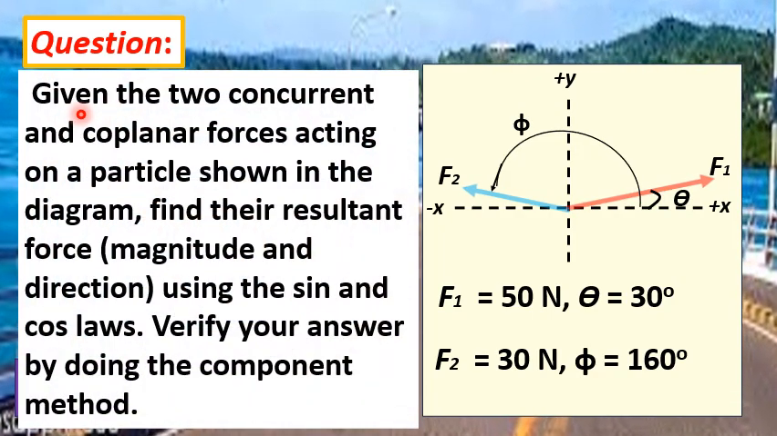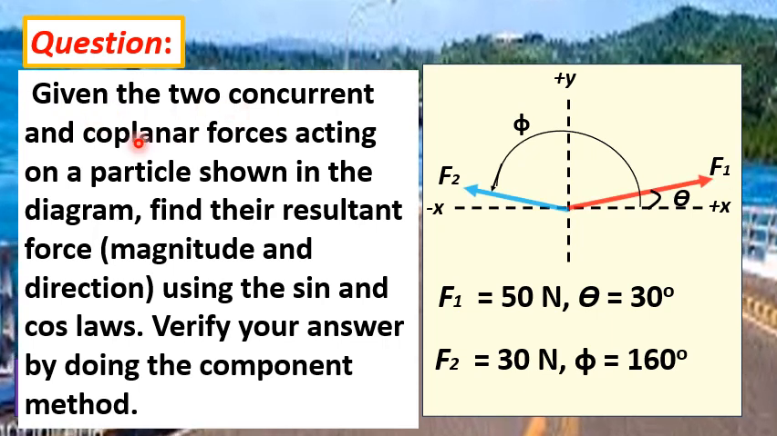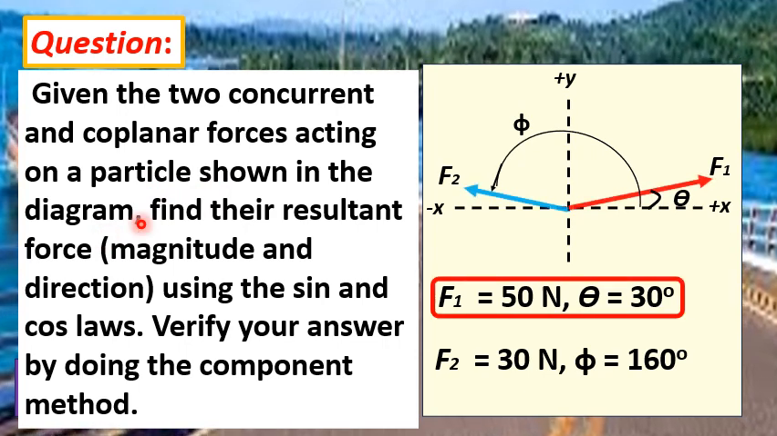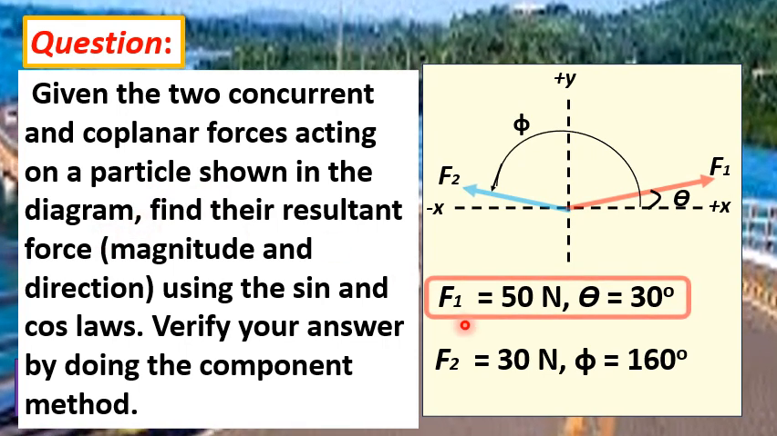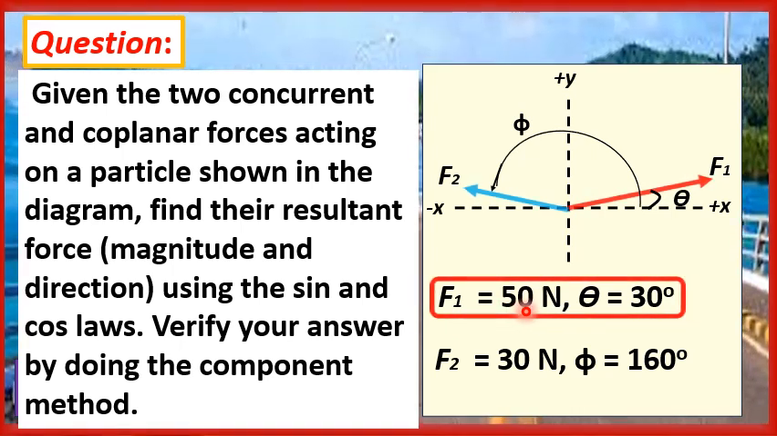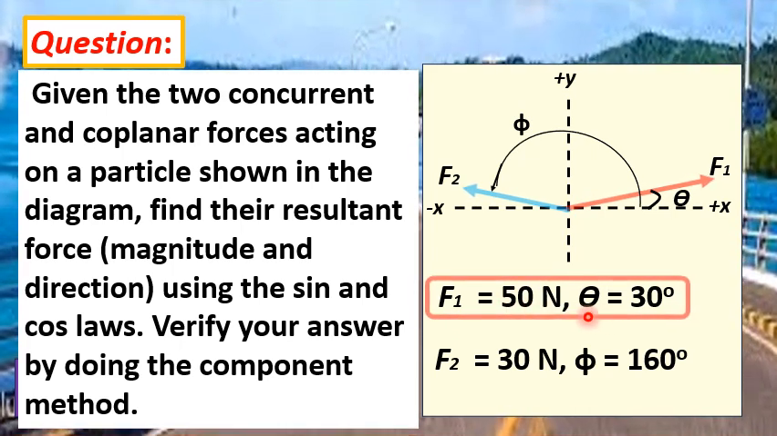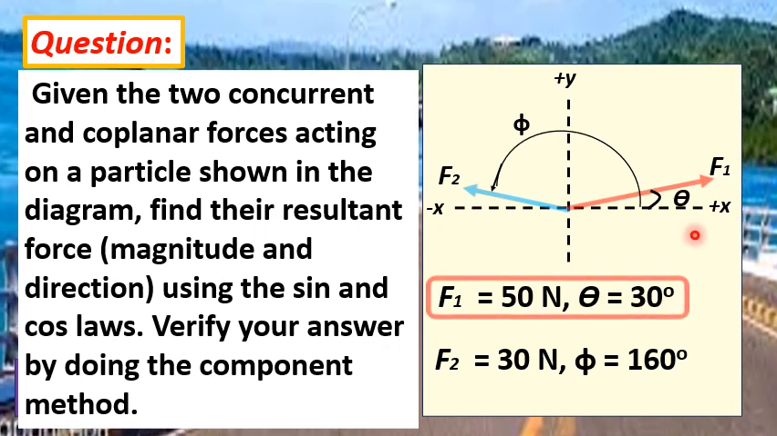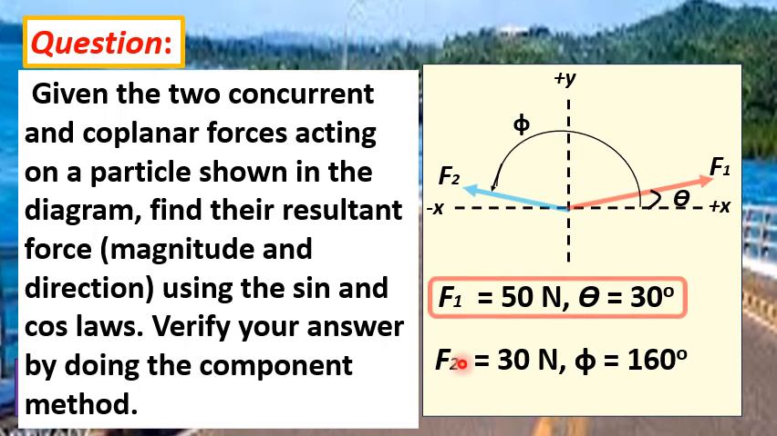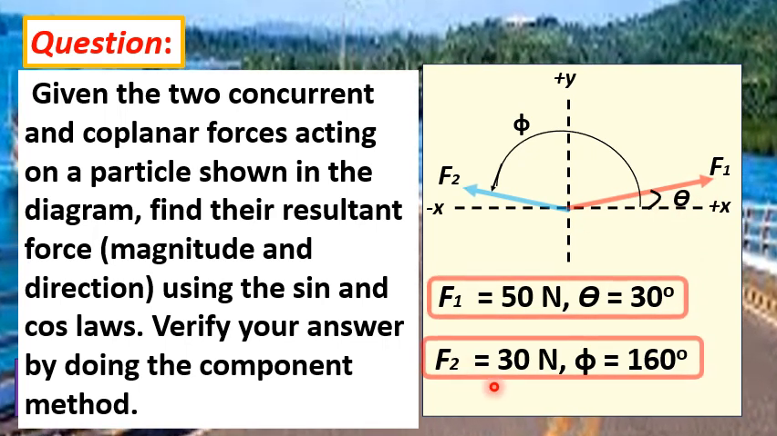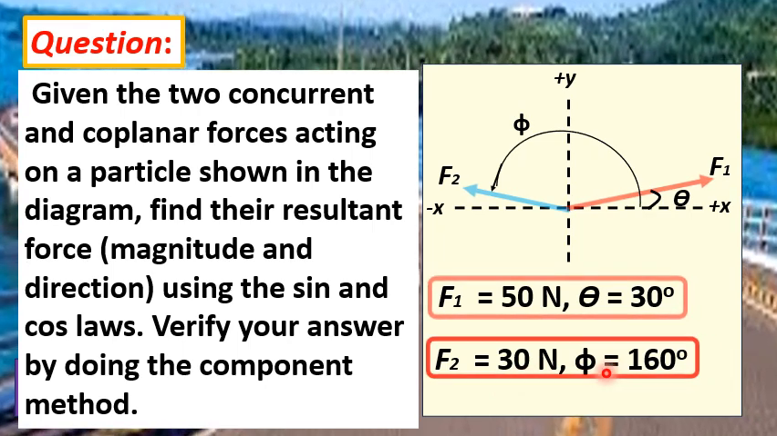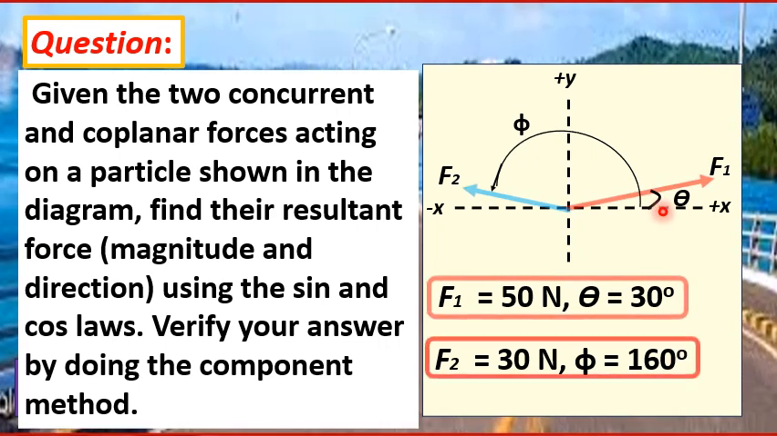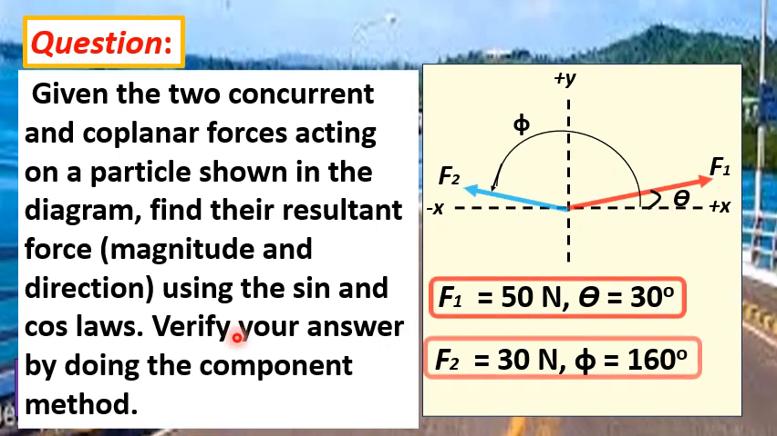The question is, given the two concurrent and coplanar forces acting on a particle shown in the diagram, we have force F1 with a magnitude of 50 newtons and it forms an angle theta equal to 30 degrees above the positive x-axis. And the other force F2 has a magnitude of 30 newtons and it forms the angle phi equal to 160 degrees counterclockwise from the positive x-axis.